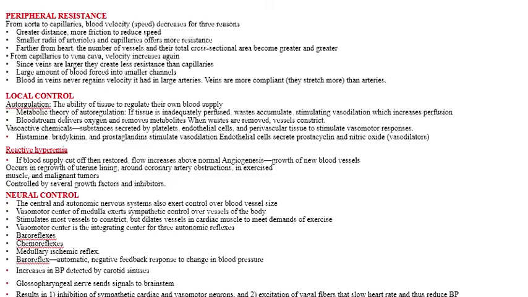Farther from the heart, as I said, the number of vessels and their total cross-sectional area become greater and greater. From the capillaries to the vena cava, when the blood returns from the capillaries to the venules and to the veins, the velocity increases again. So from the low, the velocity increases until it reaches the vena cava and the right atrium, then the right ventricle, and then through the pulmonary arteries to the lung.